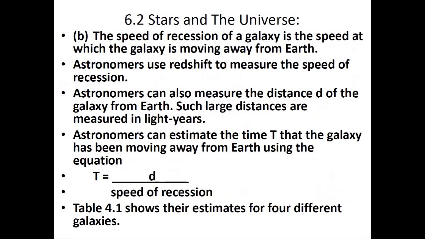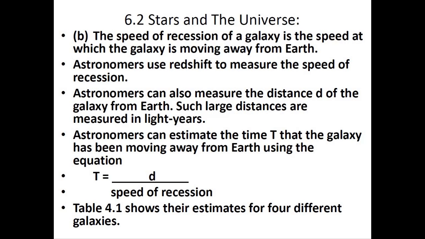The speed of recession of a galaxy is the speed at which the galaxy is moving away from Earth. Astronomers use redshift to measure the speed of recession. Astronomers can also measure the distance d of the galaxy from Earth.